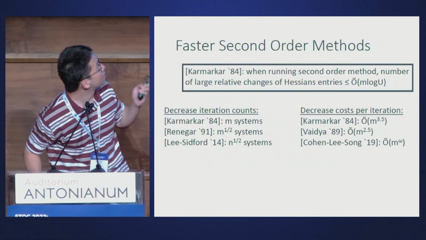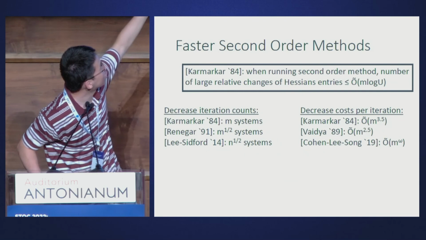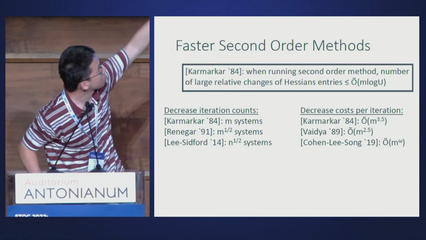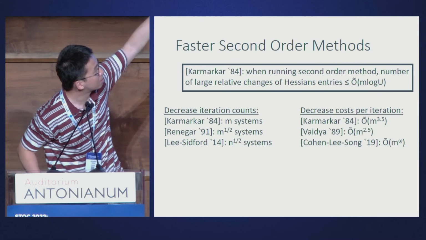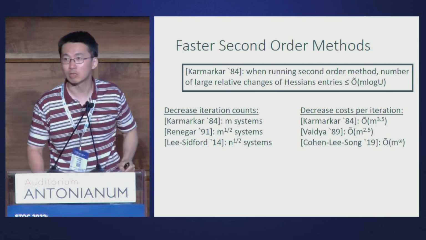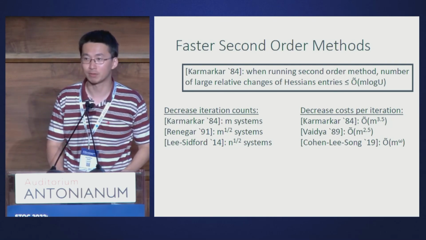Basically, this is what a lot of the recent results were doing. You can decrease the iteration count. You can also decrease the cost per iteration. So Vijay got to 2.5. And then there's this remarkable paper from a couple of years ago by Cohen, Lee, and Song, who introduced robust central path, and they got it all the way down to m to the omega as well.